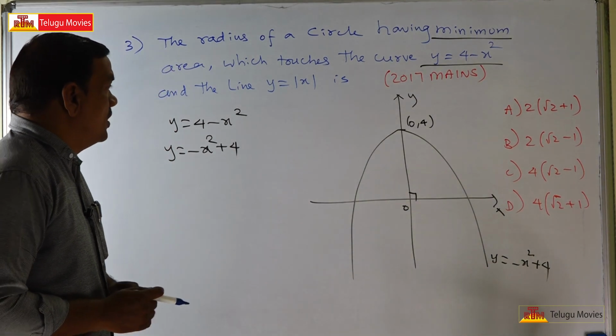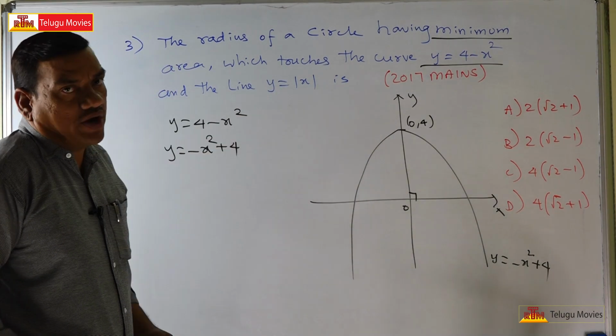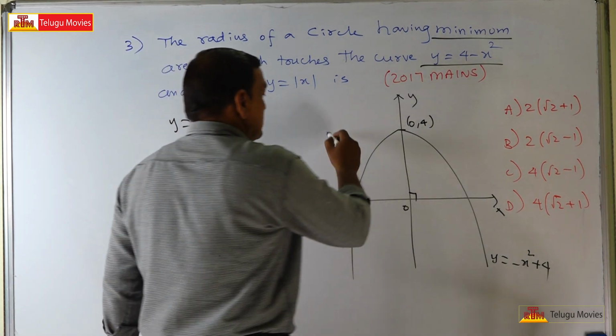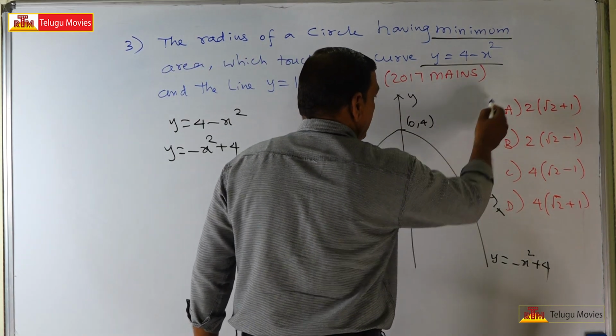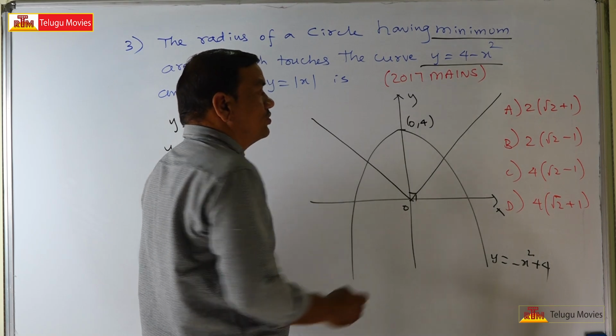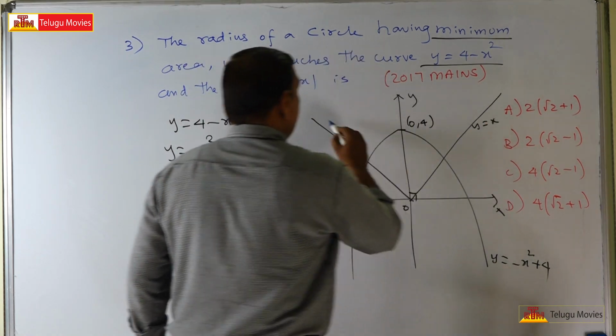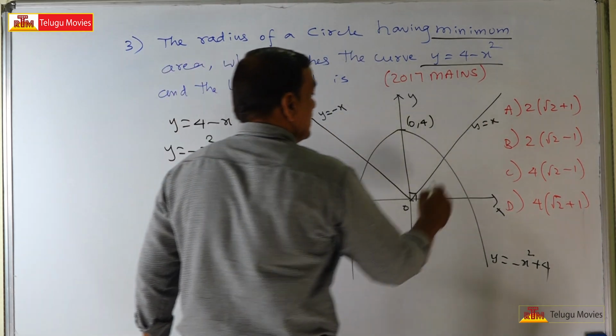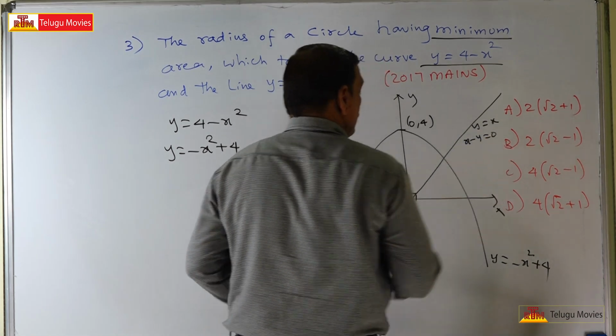Clear? Right. Next one, y is equal to mod x. So you know the y is equal to mod x graph. This is the line y is equal to x. This is the line y is equal to minus x. This is x minus y is equal to 0.